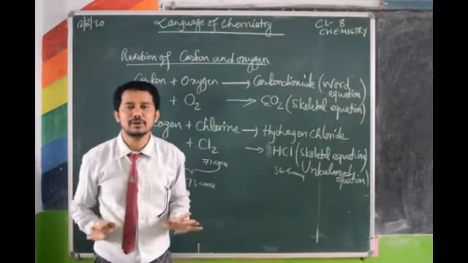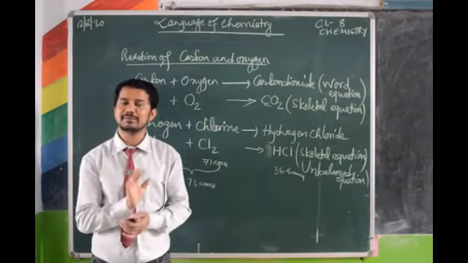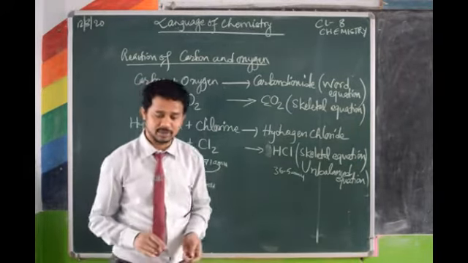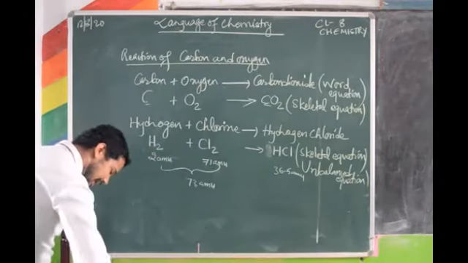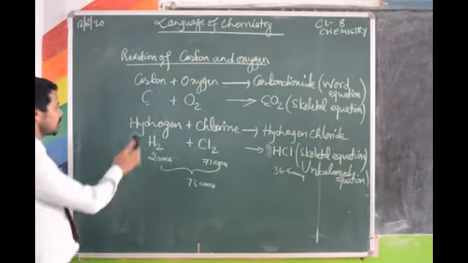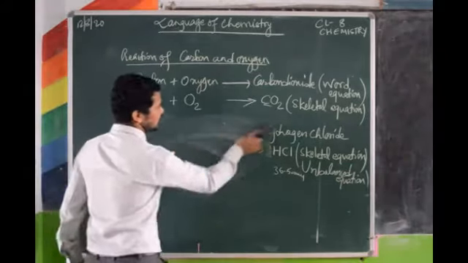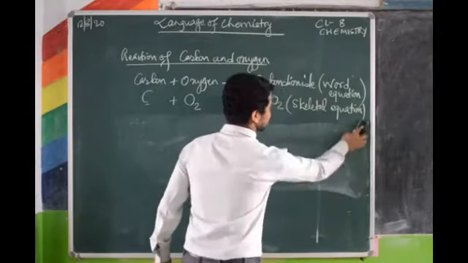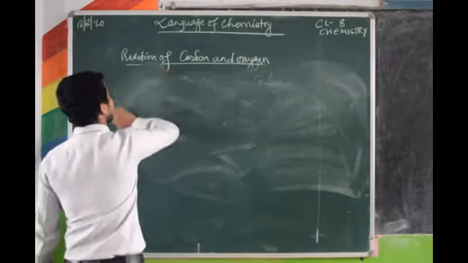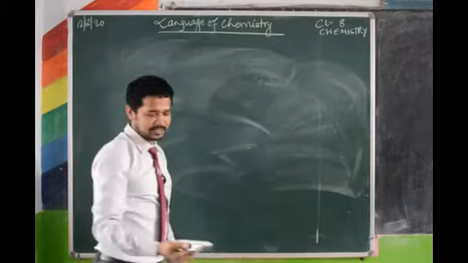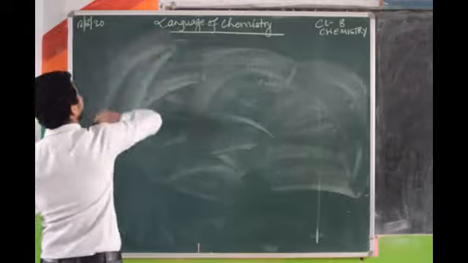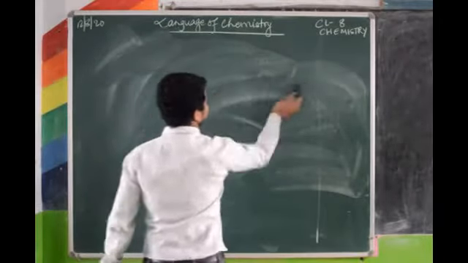So, in order to follow the law of conservation of mass, which states that mass can neither be created nor destroyed, we have to balance a chemical equation. Now, what is a balanced chemical reaction then? A chemical reaction in which the number of atoms of each element on the reactant side is equal to the number of atoms of each element on the product side.